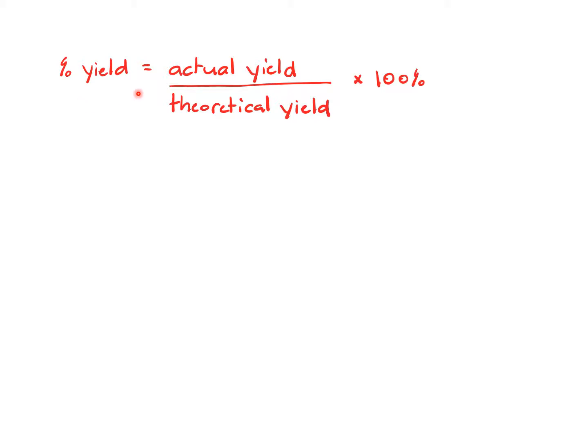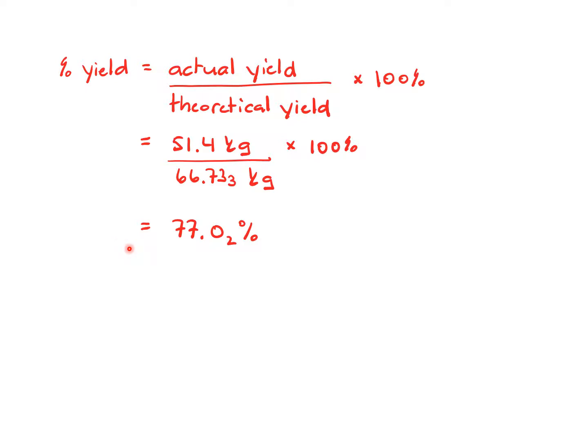The percent yield can now be calculated by taking the actual yield and dividing it by the theoretical yield and multiplying by 100%. The actual yield was given in the question as 51.4 kilograms, and the theoretical yield was calculated as 66.733 kilograms. Plugging this into your calculator gives us 77.02% as the percent yield. Now, since the smallest number of significant figures in our question is 3, we round our answer to 3 significant figures, giving us 77.0% as our percent yield.